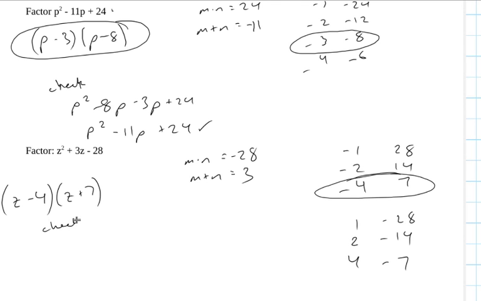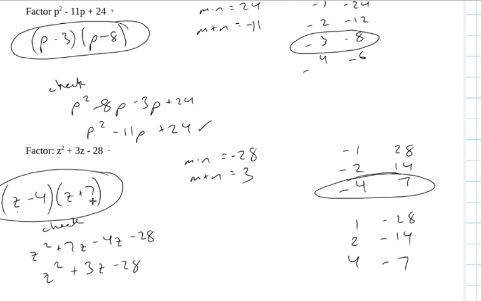Let's check this. Z times z is z squared. Z times 7 is 7z. Negative 4 times z is negative 4z. And negative 4 times 7 is negative 28. These combine to give me z squared plus 3z minus 28. And that's exactly where I started. So that is my final answer there.